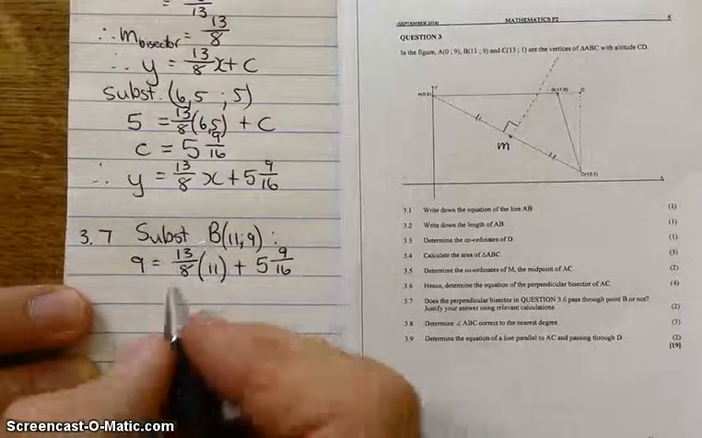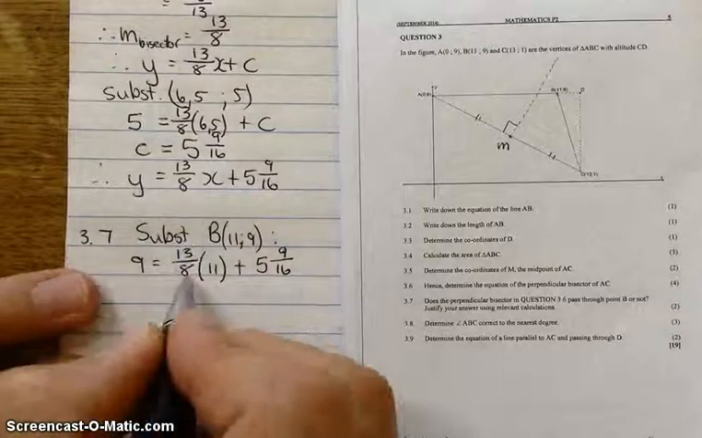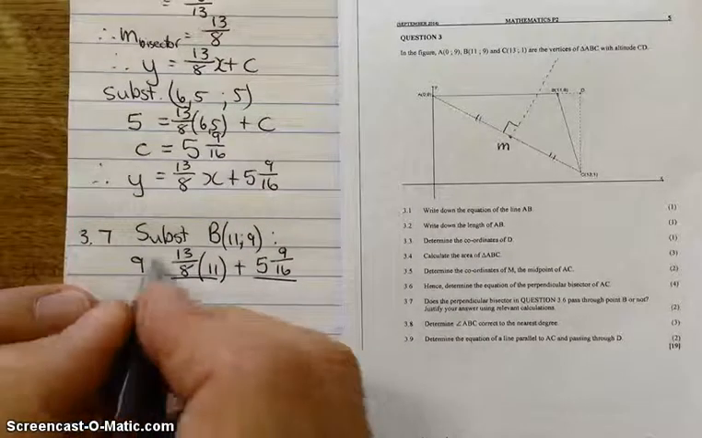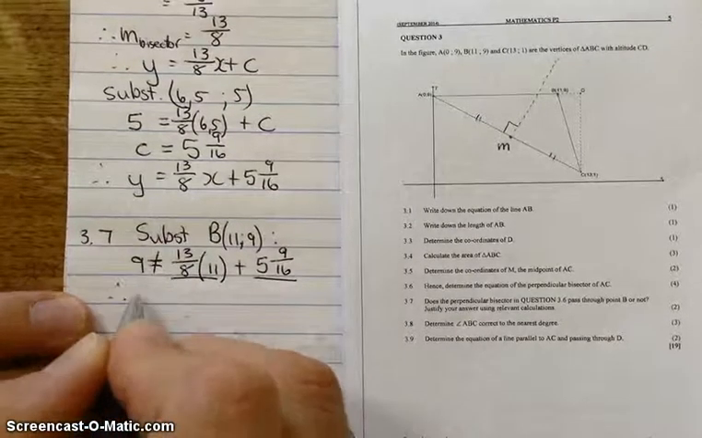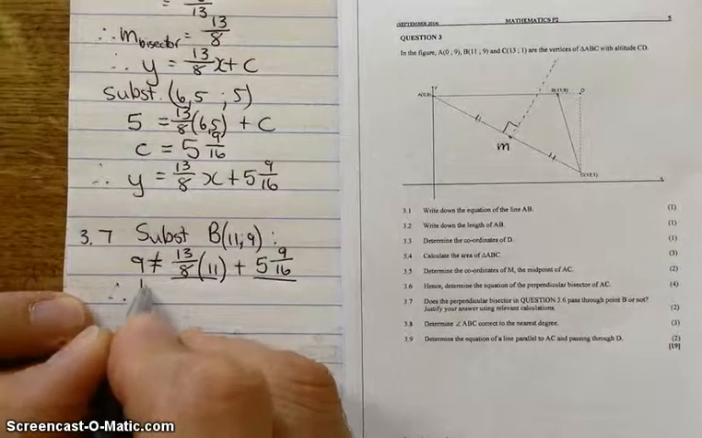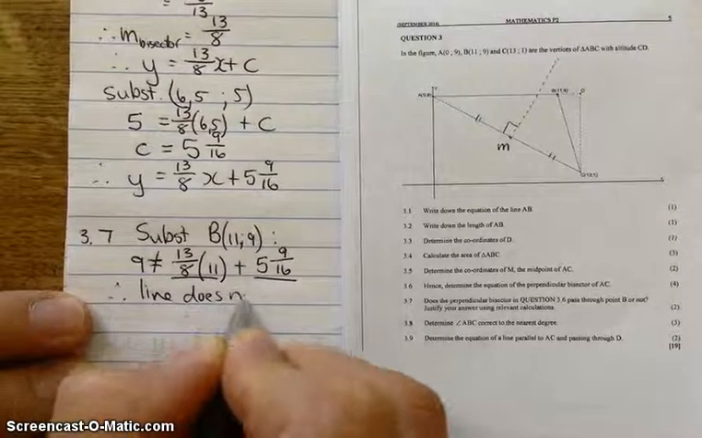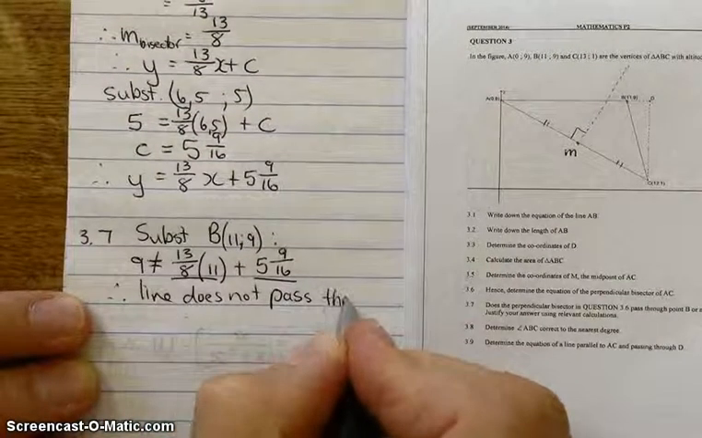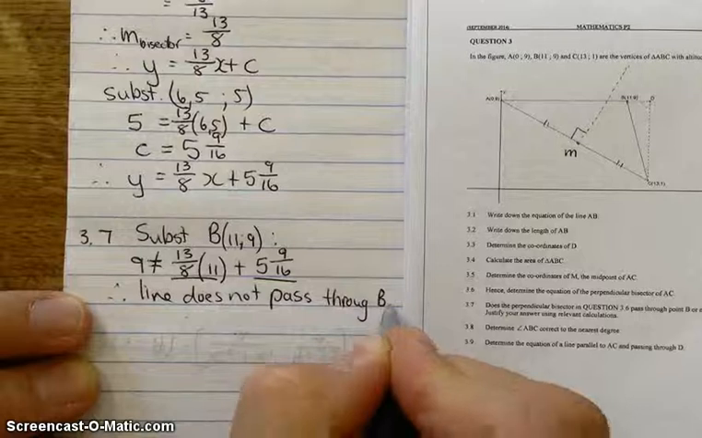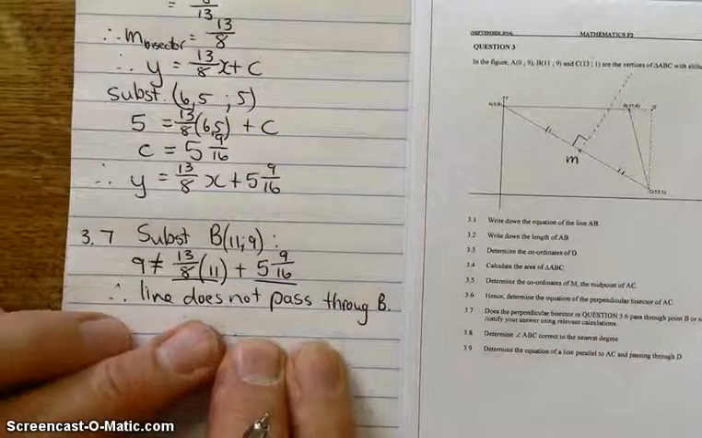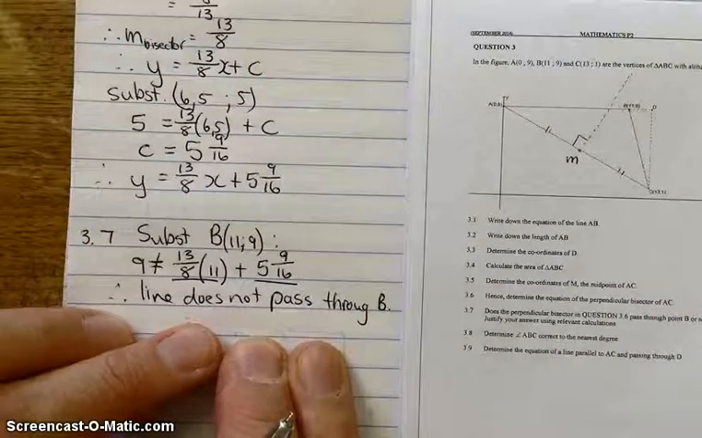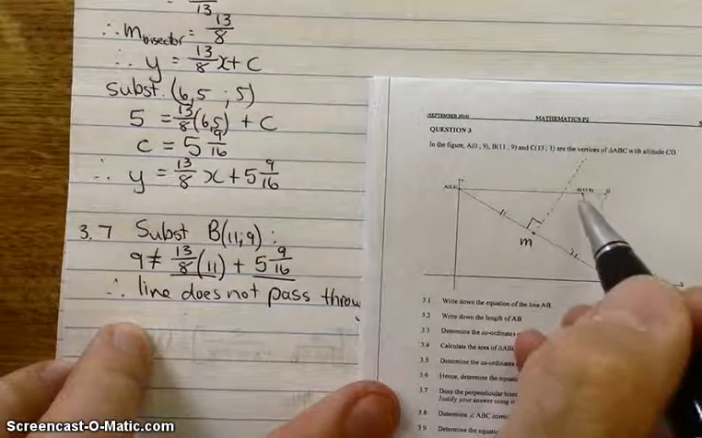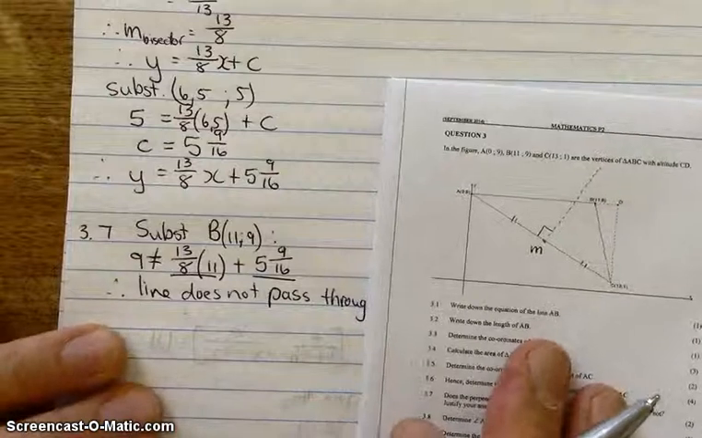If you now substitute this, you get that if you add that plus that, it is not equal to 9, and therefore the line does not pass through B. Now always remember to answer the actual question that was asked, and this was specifically about the line going through point B, so you need to answer the actual question that was asked.